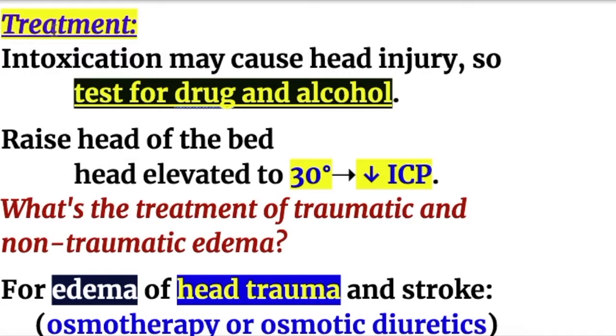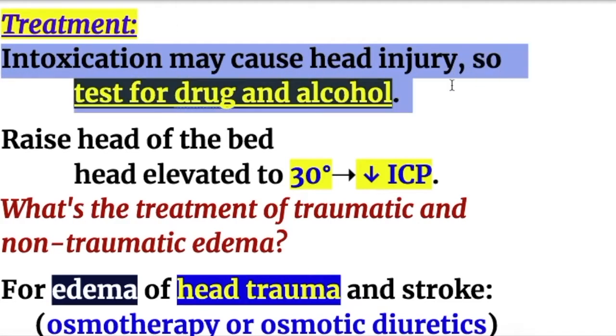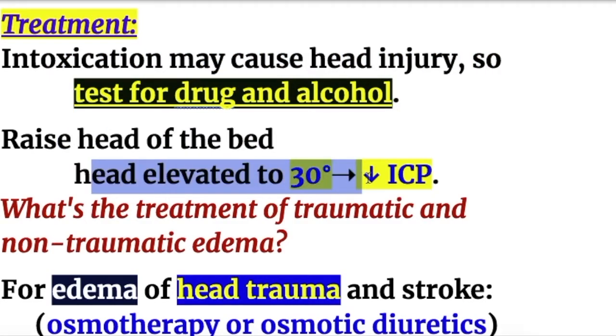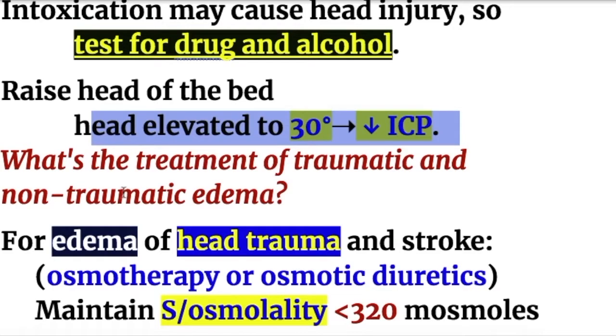Now, treatment of increased intracranial pressure. Intoxication may cause head injury, so test for drug and alcohol. Number 2, raise the head of the bed. Head should be elevated to 30 degrees. Why? Because it decreases the intracranial pressure, because intracranial pressure is maximum in the lying position.